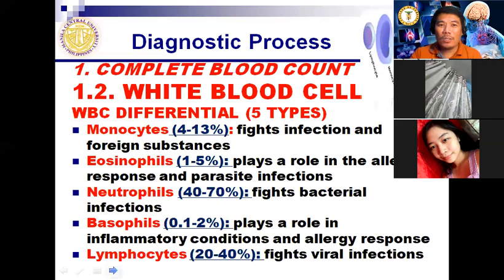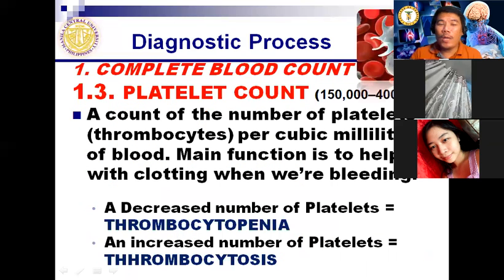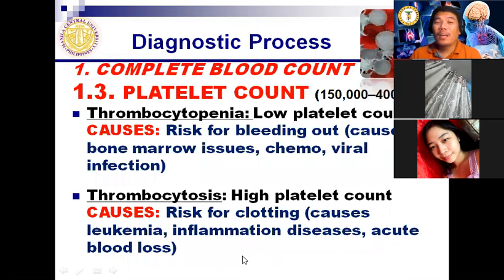So on the platelet count, we are talking about clotting and bleeding. If there is a decreased number of platelets, there is thrombocytopenia, and if there is an increased number of platelets, we have thrombocytosis. And class, remember, in the platelet count, if there is a low platelet count, expect risk for bleeding. If there is thrombocytosis or high platelet count, expect clotting.